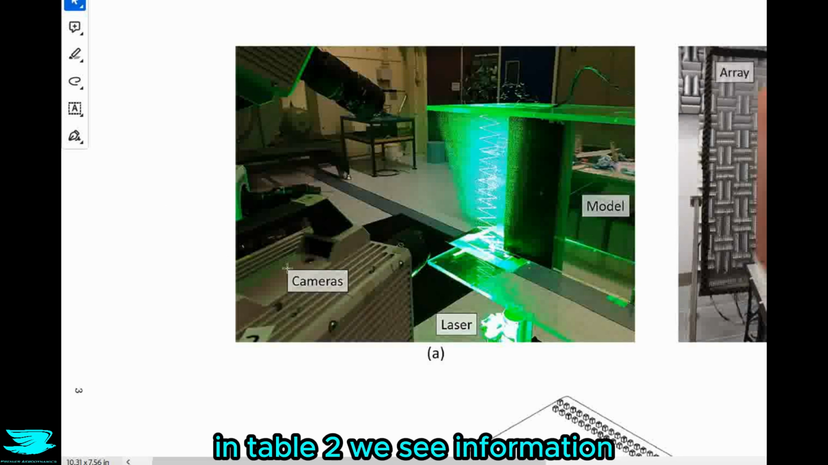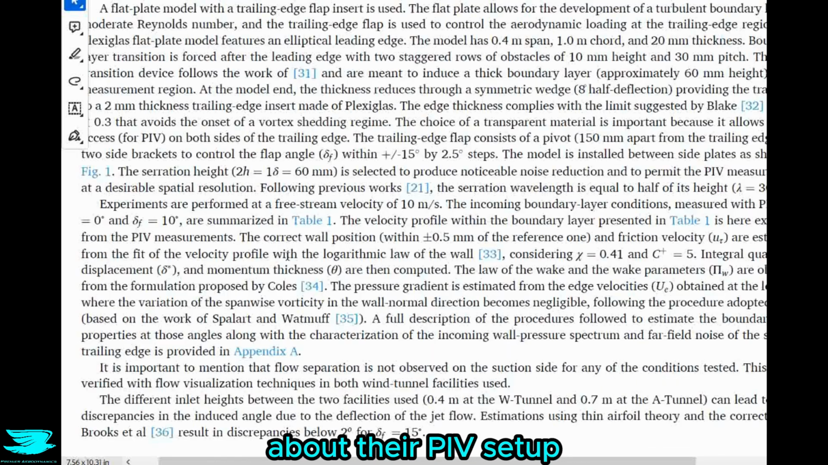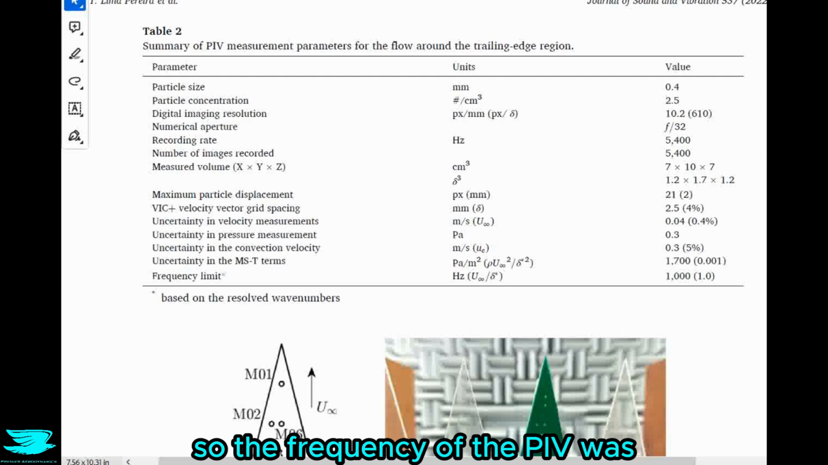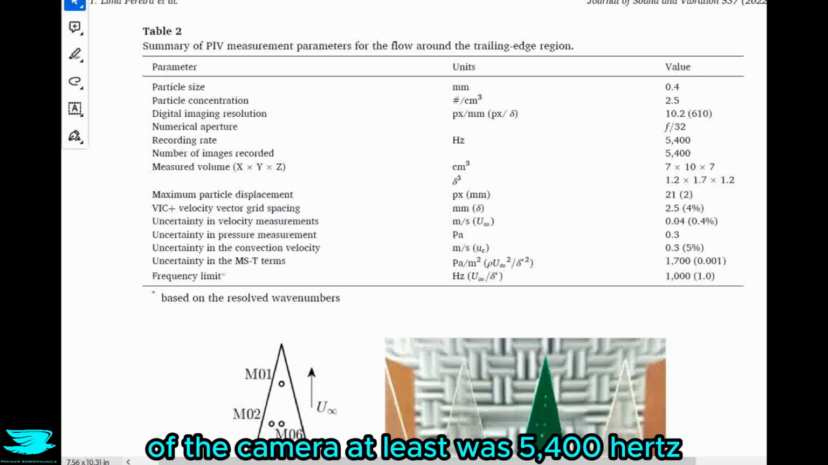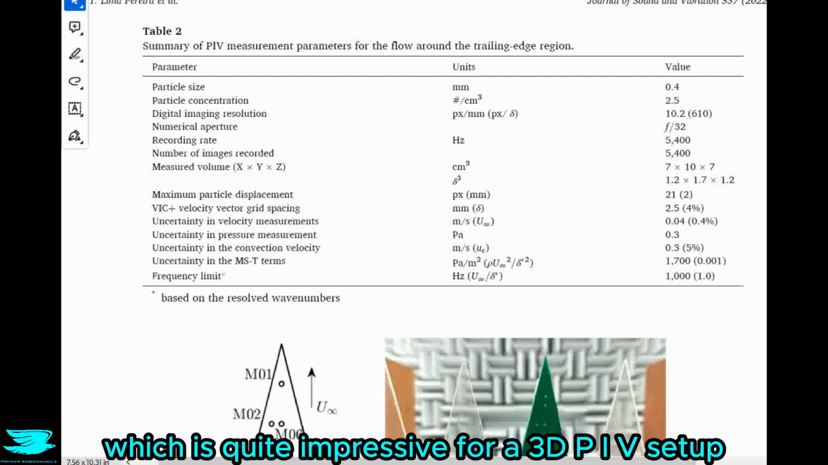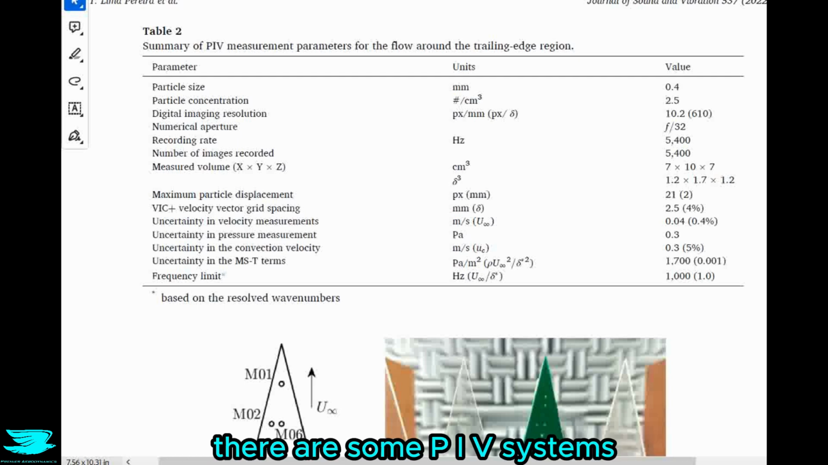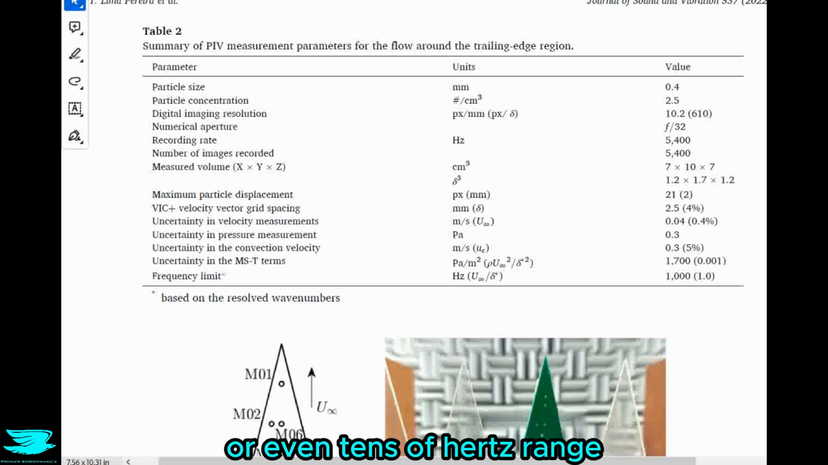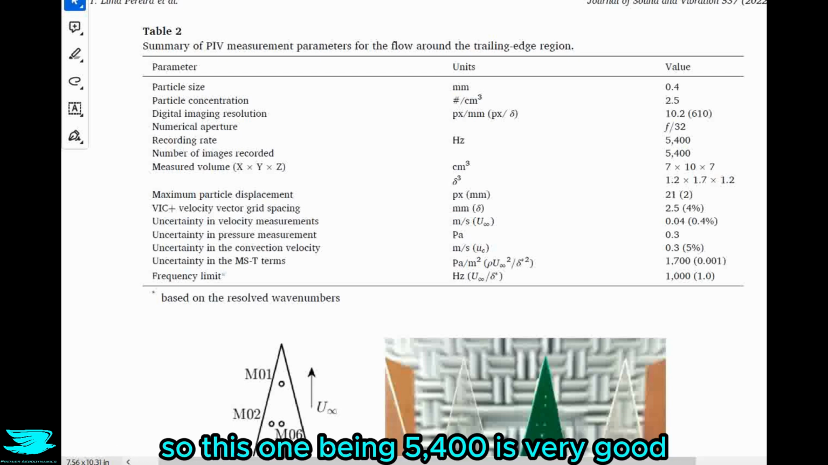But anyway, in table 2, we see information about their PIV setup. So just here, the frequency of the camera, at least, was 5,400 Hertz, which is quite impressive for a 3D PIV setup. I mean, there are some 2D PIV systems that are only in the hundreds or even tens of Hertz range. So this one being 5,400 is very good.